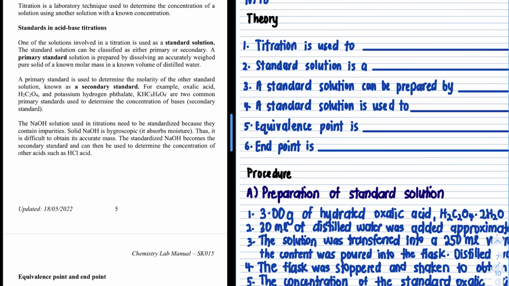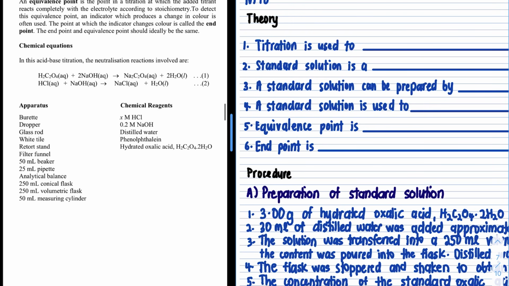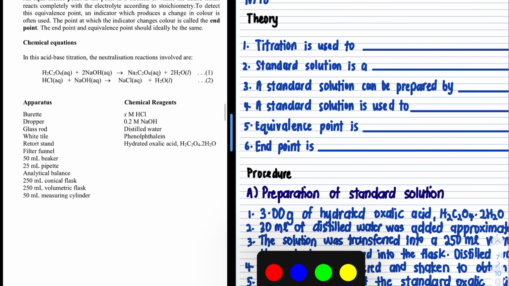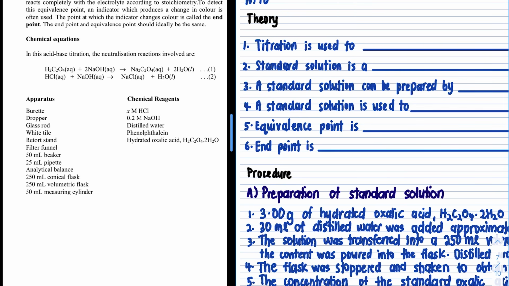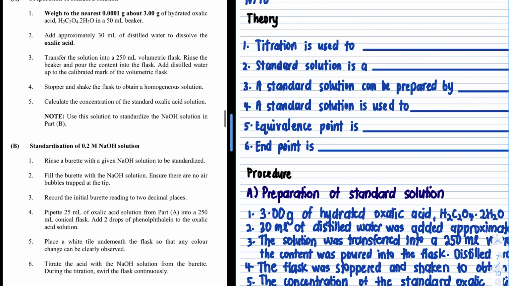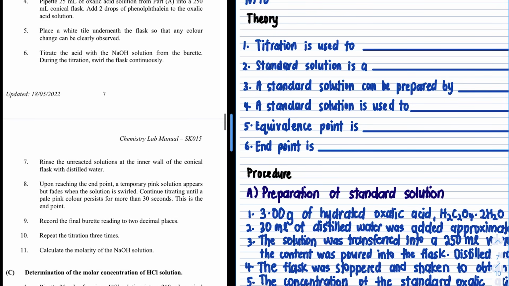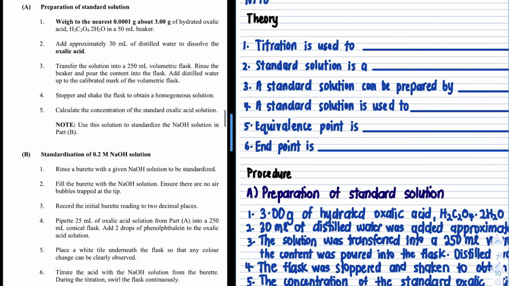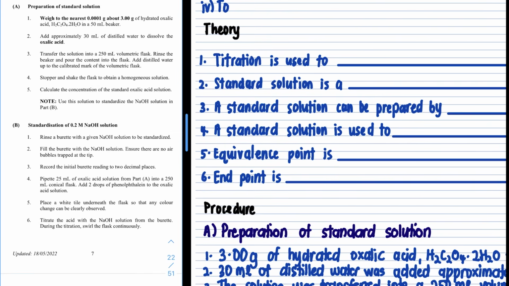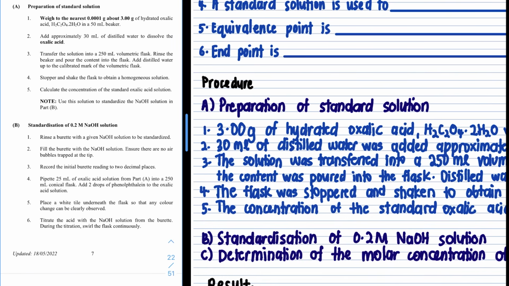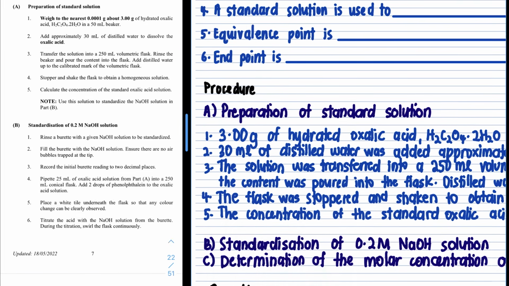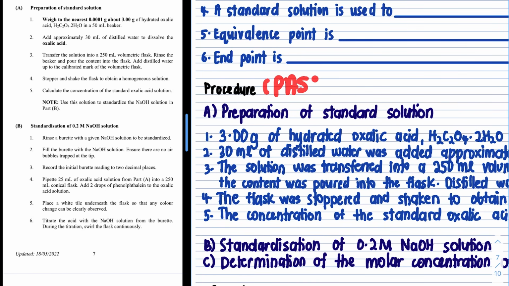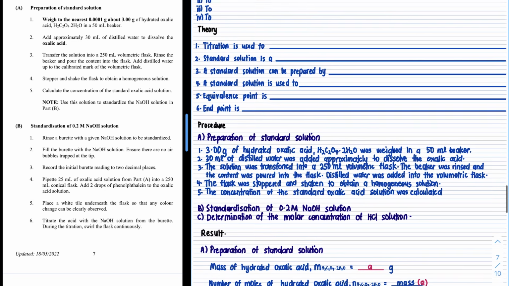Next, again, the apparatus and chemical reagent is not compulsory for you to include in the lab report. For the procedure, for this experiment, we have part A, part B, and part C. Remember, the procedure must be in passive form and it must be in past tense. Again, it must be in passive form and make sure it's past tense, because you have done the experiment in the past, and then you write down the lab report. For this one, I have written down from here.